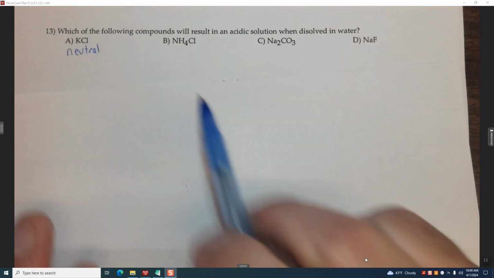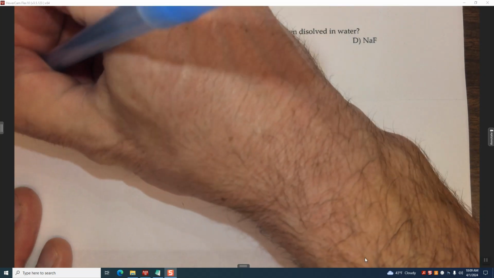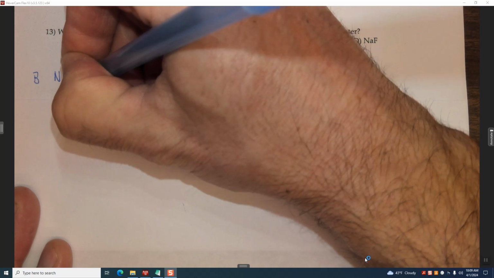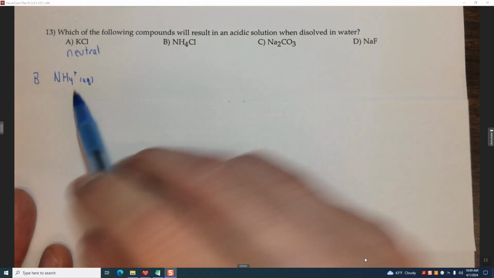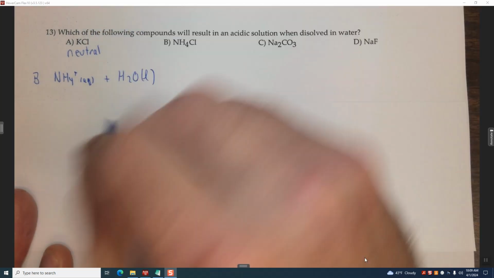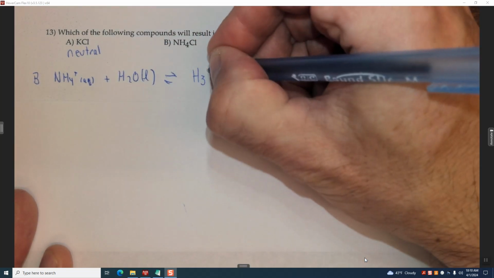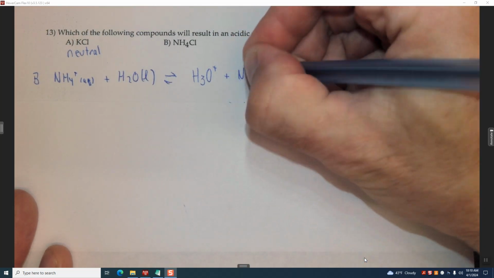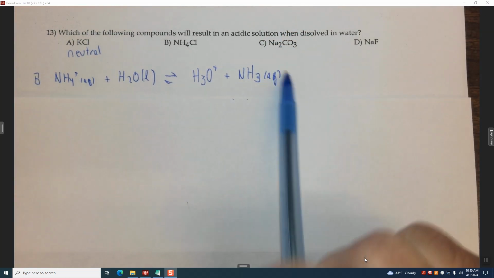All right, what about NH4Cl? Well, effectively for B, what you have is NH4 plus aqueous. If you'll remember, this is the conjugate acid of NH3. If we add this to water, what's going to happen is you're actually going to protonate the water, and you're going to end up with H3O plus. Okay, so it gives the H to this, plus NH3, the conjugate base. And this would be an equilibrium reaction.